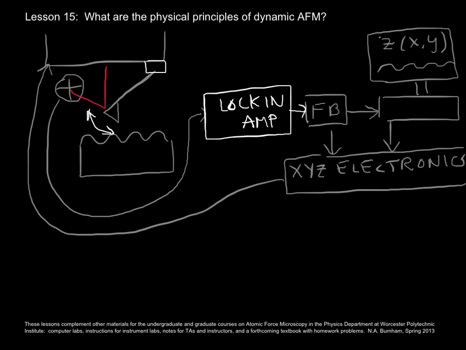And so you still get an image that is Z position of the scanner as a function of its X and Y position. But now that is a result of the feedback loop holding the amplitude of the cantilever constant rather than its quasi-static deflection.